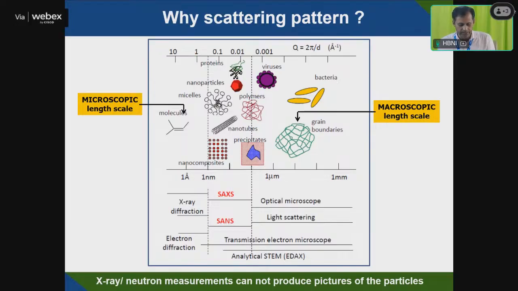If you see the X-ray or neutron image, the length scale goes from 1 angstrom to 1 millimeter. Mostly the optical microscope and light scattering techniques are used for micron size particles. If you go to transmission electron microscope, TEM, you will see particle size from 1 nanometer to 5 nanometer.